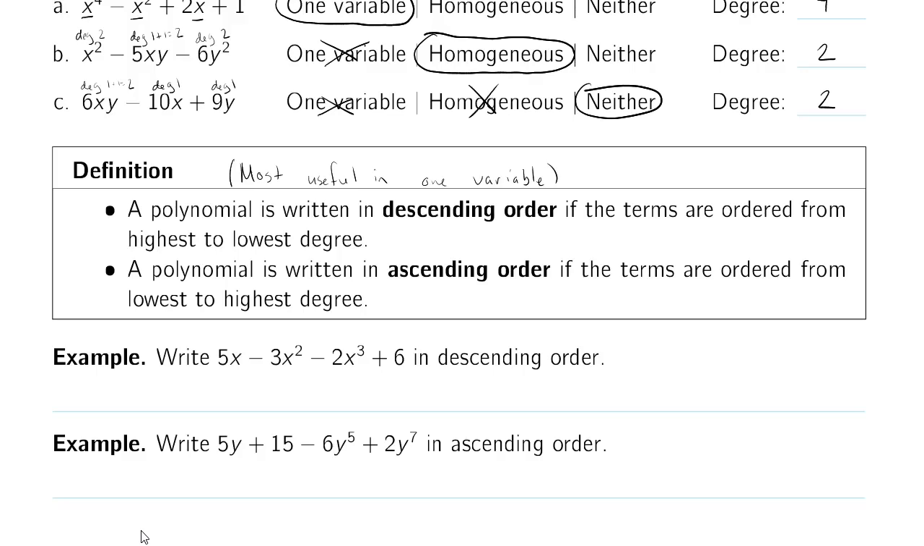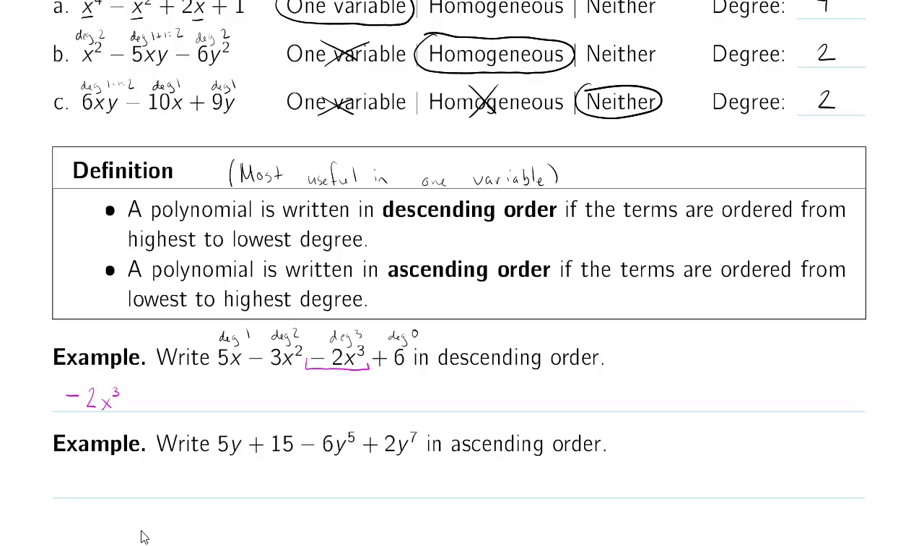So here we have an example polynomial where the terms are all jumbled up. We'd like to write it in descending order. So we look at the degree of each term, right? This is degree 1, degree 2, degree 3, and degree 0. So the highest degree term is this negative 2x to the third. 3 is the largest degree. To write in descending order, we want that first. So we'll have negative 2x to the third.